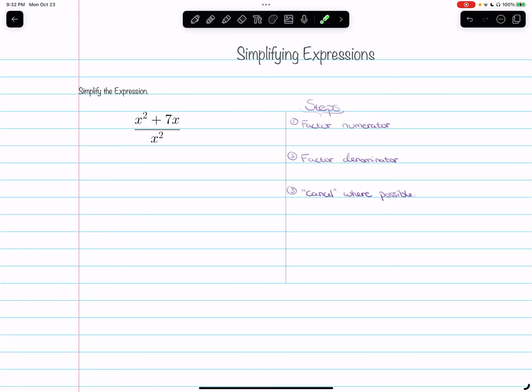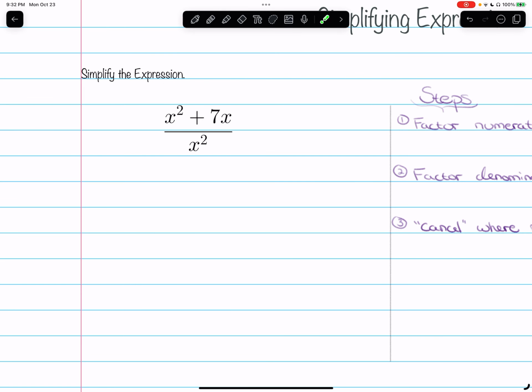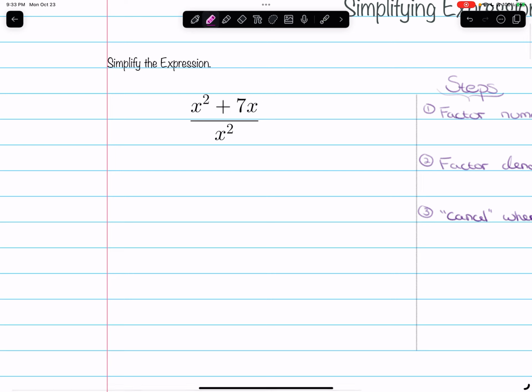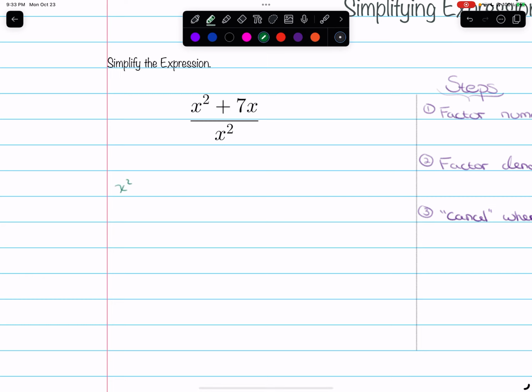Okay, so we're going to zoom in here and take a look at what we got. We have x squared plus 7x over x squared, okay? And we are going to simplify this expression. That means we're going to factor things out that we can and cancel some things, okay? So the first step is we are going to factor the numerator alone, okay? So I'm going to take a look at x squared plus 7x.